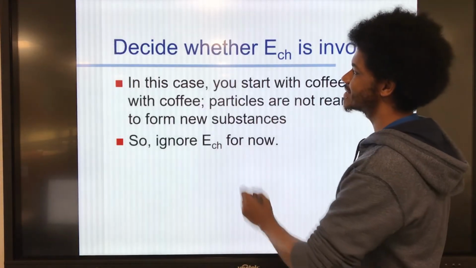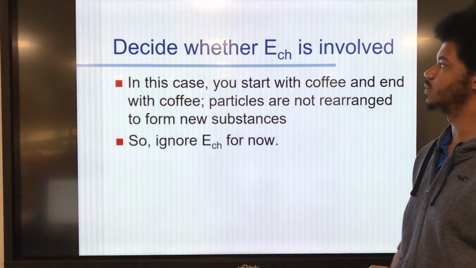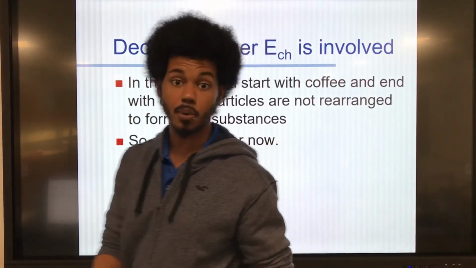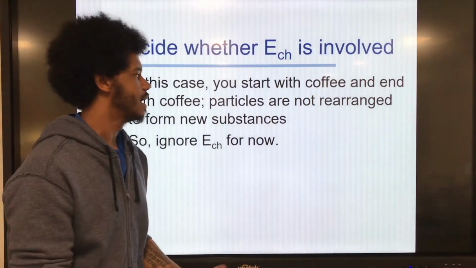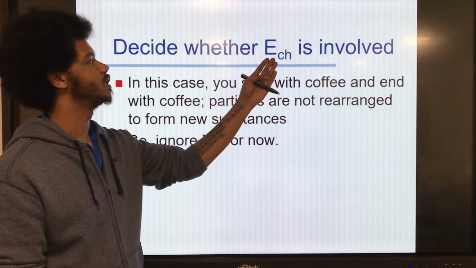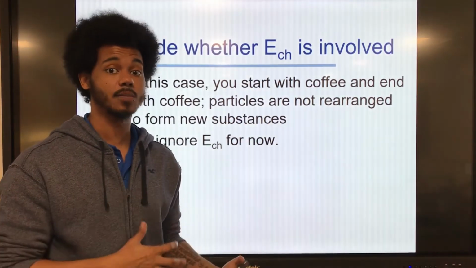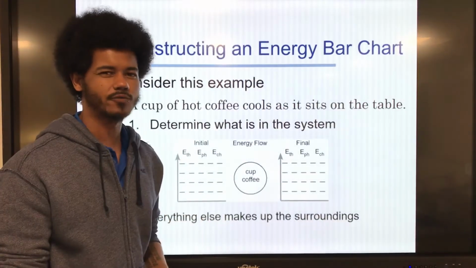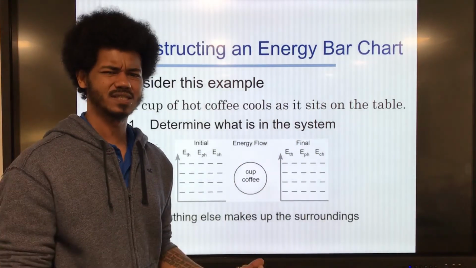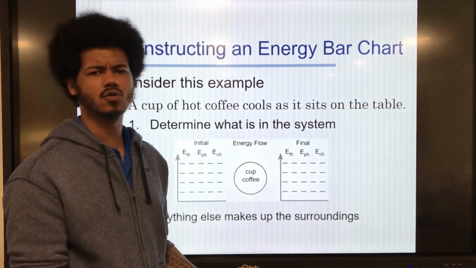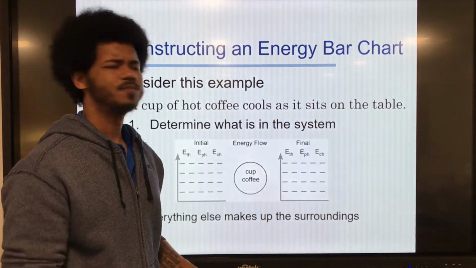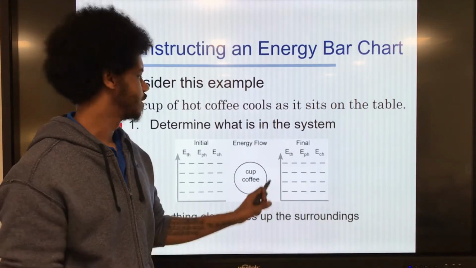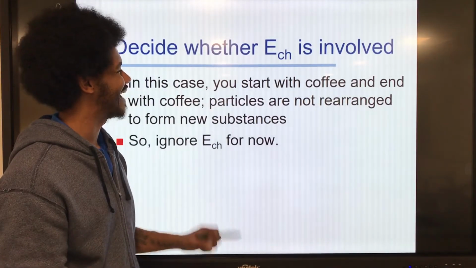The next thing that we want to do is decide whether ECH is going to be used. In part 1 of this series, I mentioned that chemical energy is involved when there is a chemical reaction. If we go backwards, this is coffee that's cooling off. The coffee is not going to change into something else because it's colder. It's still coffee, just colder. So there is no chemical energy here because there is no chemical reaction here. So we don't have to worry about the ECH, okay?